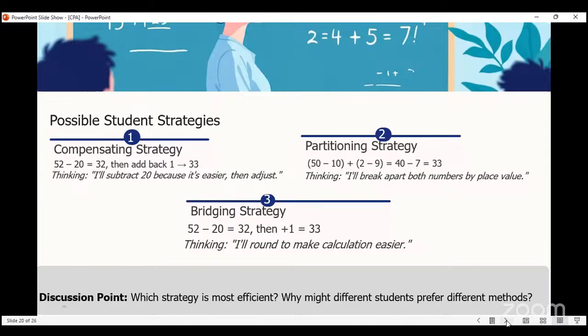52 take away 20 equals 32. Then I add 1. This bridging strategy involves rounding the number to make the calculation easier.